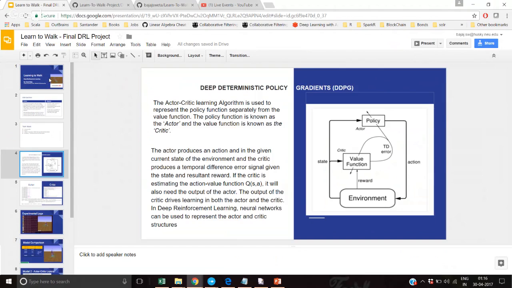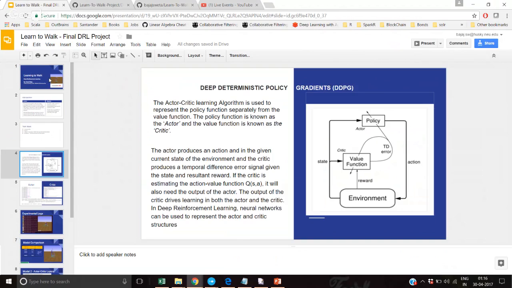The first thing that I want to talk about is the algorithm that we've used to solve this motor control problem, which is the DDPG algorithm. DDPG is the deep deterministic policy gradient, which works on an actor-critic learning algorithm. It's a model-free, off-policy algorithm. My understanding is that it has a policy function, which is known as the actor, and a value function, which is known as the critic.